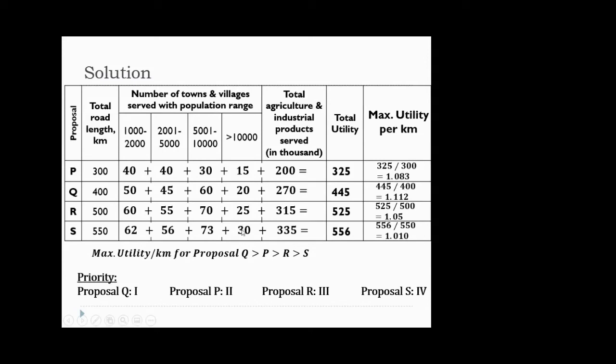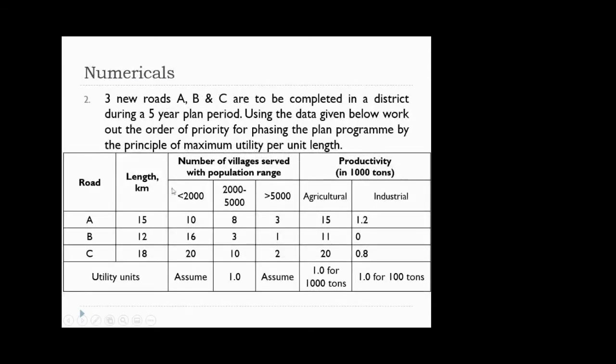It's very easy. The thing you have to keep in mind is the units. What I mean by that is, if you see the second numerical, you will be doing it as homework. For this, you have three roads A, B, C. The lengths are given. They have given the population ranges, and again, they have given the number of villages in each population range.